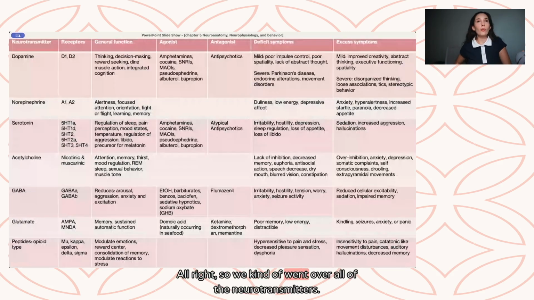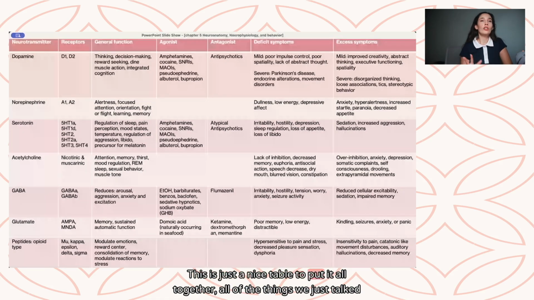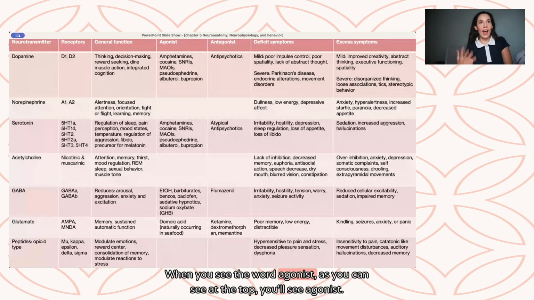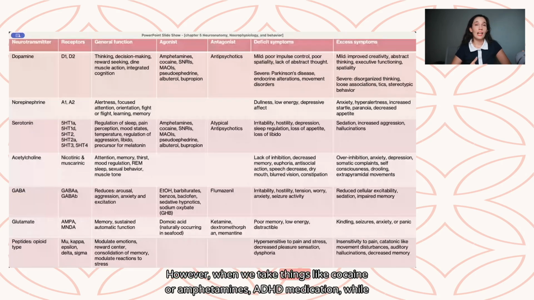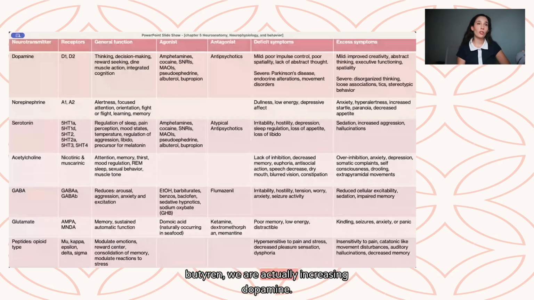All right, so we kind of went over all of the neurotransmitters. This is just a nice table to put it all together, all of the things we just talked about. When you see the word agonist, as you can see at the top, what that means is when we increase it. And then when you see antagonist, that means when it's blocked. So for example, dopamine, when we take antipsychotics, we are blocking dopamine. So that is an antagonist. However, when we take things like cocaine or amphetamines, ADHD medication, Wellbutrin, we are actually increasing dopamine.